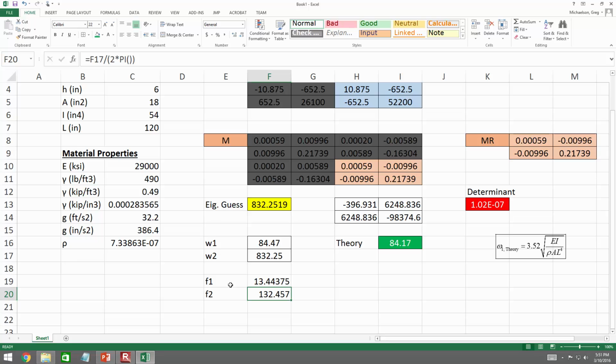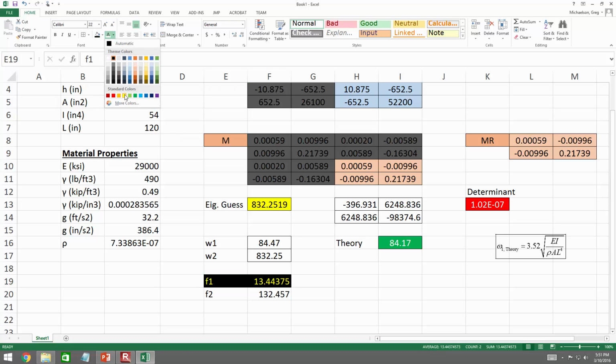So maybe what I'll do is say that this is the be-all, end-all final answer for the problem. Right there. In other words, if I take this beam and I hit it with a hammer and let it vibrate, it will vibrate at a frequency of about 13.4 hertz. What? Just divide by 2 pi.